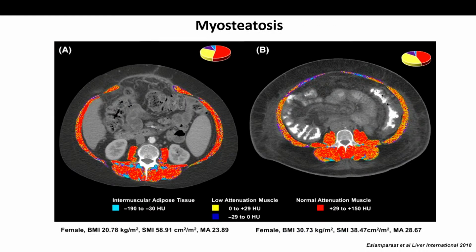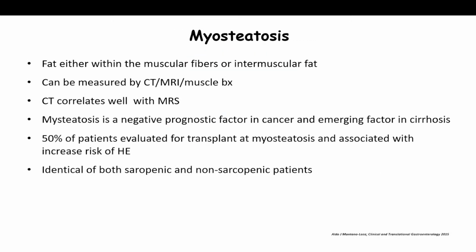And myosteatosis is common with sarcopenic obesity. It is present within the muscle fibers and can be measured by CT, MRI, or muscle biopsy. CT correlates well with MRS, and it's a negative prognostic factor in cancer and an emerging factor in cirrhosis. 50% of patients evaluated for transplant had myosteatosis, and it is associated with increased risk of hepatic encephalopathy.